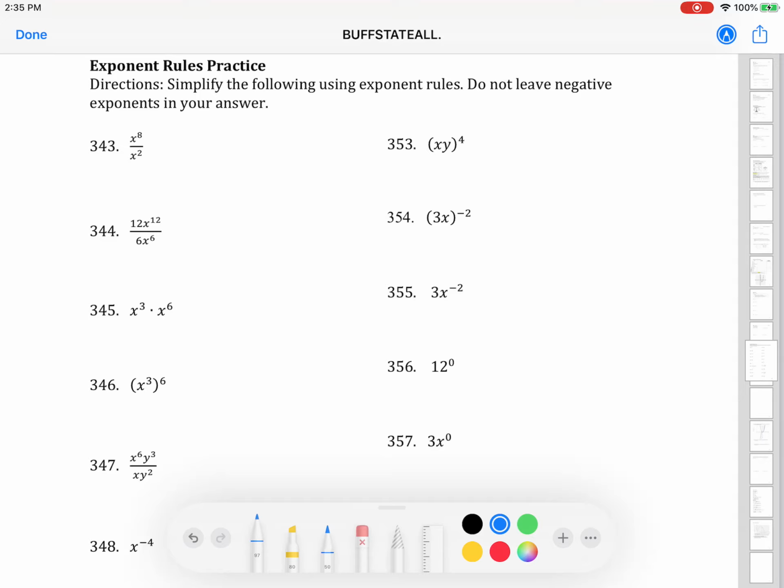How do you know when each one applies? You look at the operation that's happening. So for 343, it's x to the 8th divided by x squared. That tells me I'm going to use my division rule. What do you do with exponents? When you divide, you subtract them. So this is going to be x to the 8 minus 2, which is just x to the 6th.